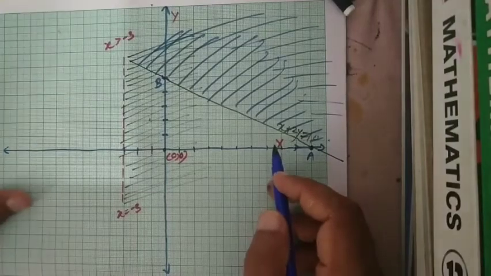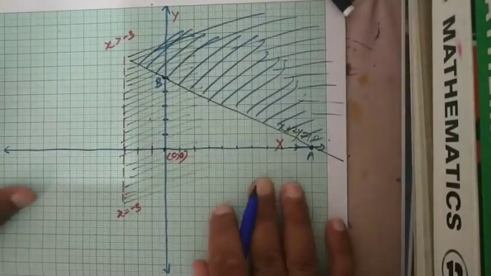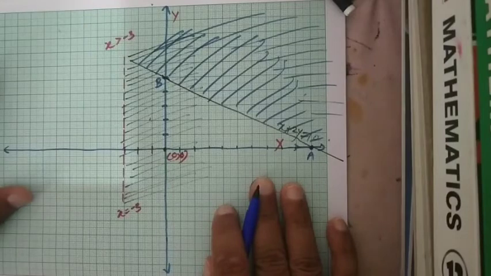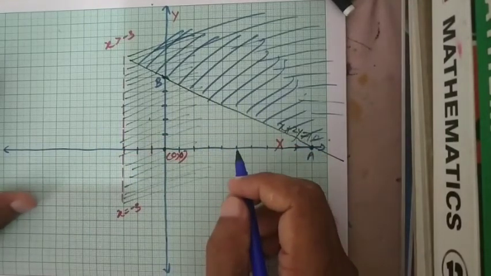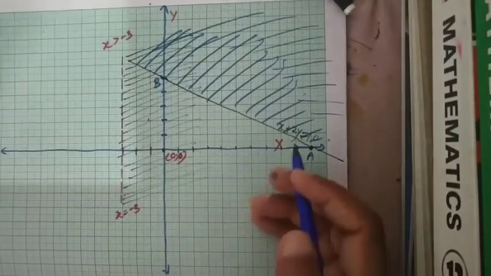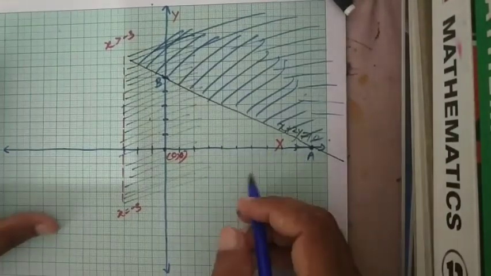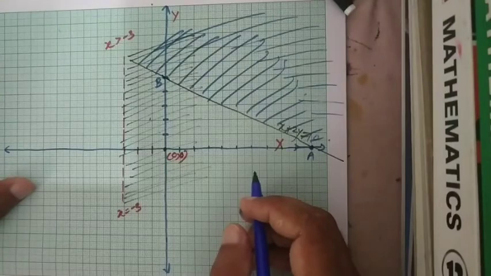In case multiple such lines are given within the same xy plane, you can plot their solution regions, and whatever their common region is, that will be the solution of the system of linear inequalities. We will see one or two more questions in detail on how to solve a system of linear inequations in the next class or next video.